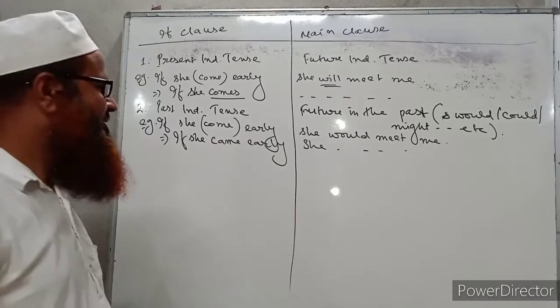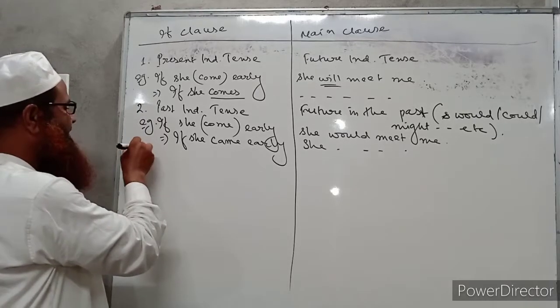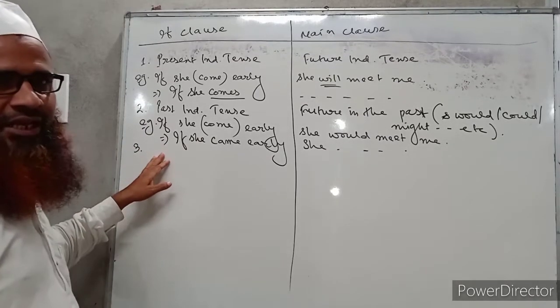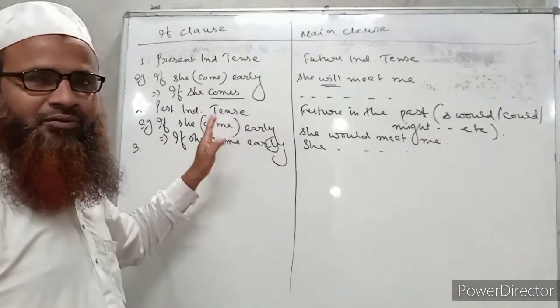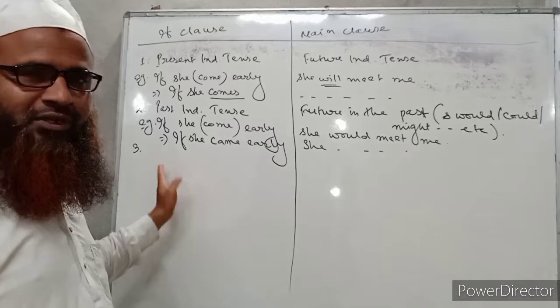These are very important. Now number 3, this one is impossible condition. It would never happen, and this one is also would not happen, and it would never happen.